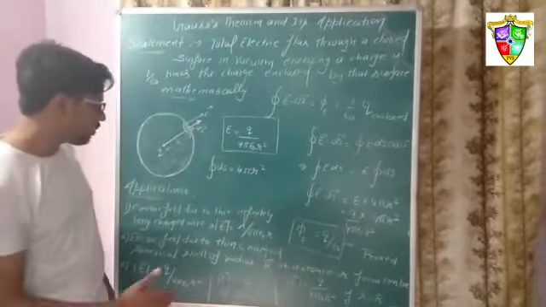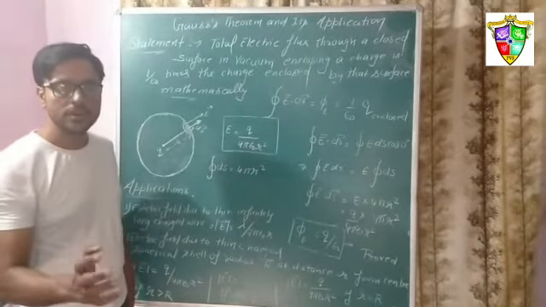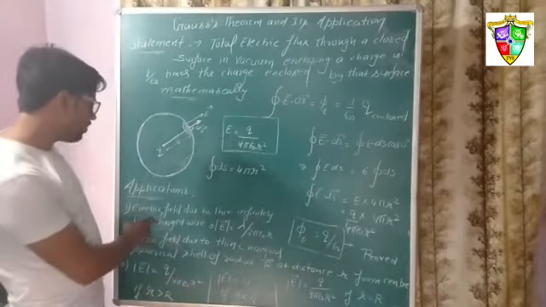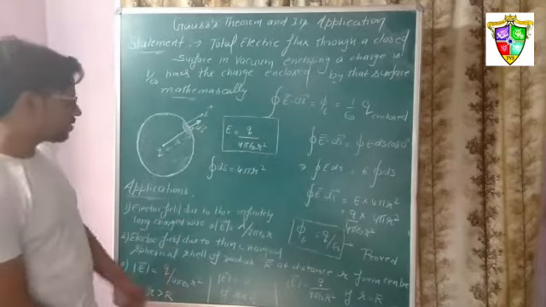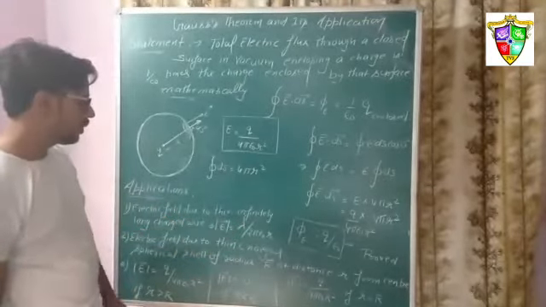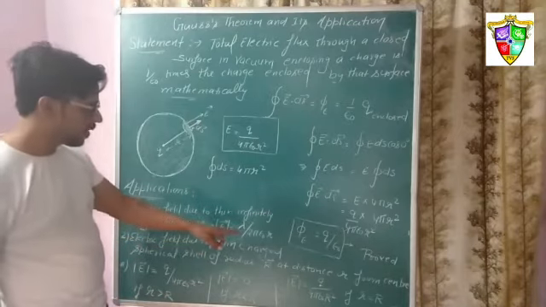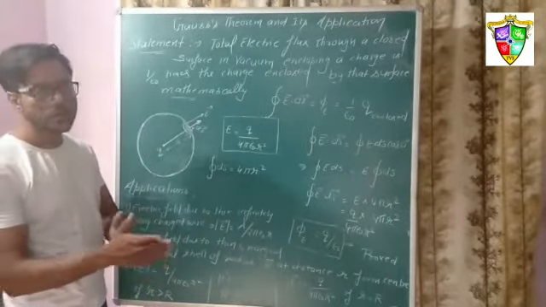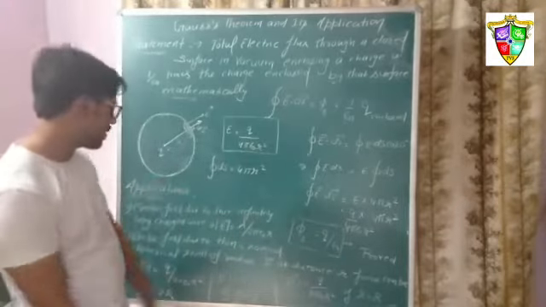So how do we apply this Gauss theorem, or what are the important results by which we can solve numericals. If we wish to find the electric field due to a thin, infinitely long, uniformly charged wire, whose linear charge density is lambda, then at a point at distance r from the wire, the electric field is lambda upon 2 pi epsilon naught r. This is the value of electric field due to a thin, infinitely long, straight, uniformly charged wire.